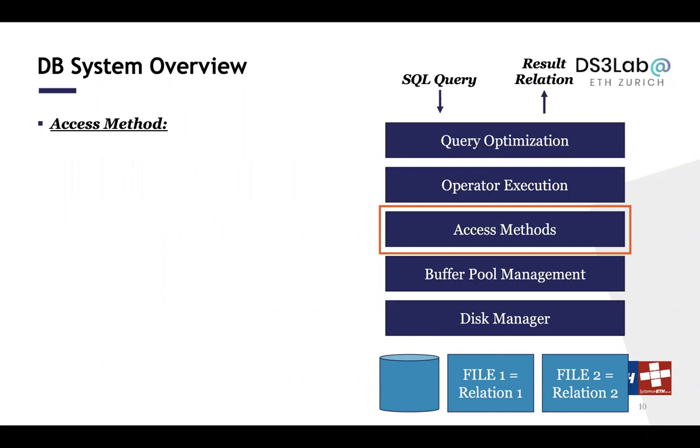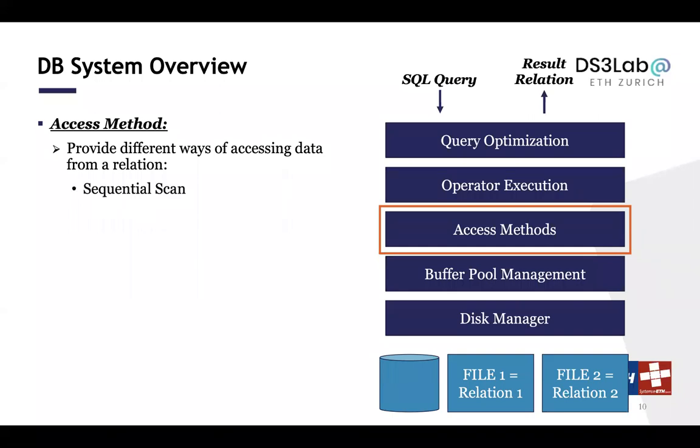And then one layer up, we have all those access methods. They provide different ways for you to access data from a relation. What do I mean by that? You could provide some functionality, for example, a sequential scan, where I want to scan this relation tuple by tuple. That could be one access method. You could have a B-tree index, and then you just access the B-tree, that's also possible. You could have a hash table, where you can do lookups on tuples in a relation.